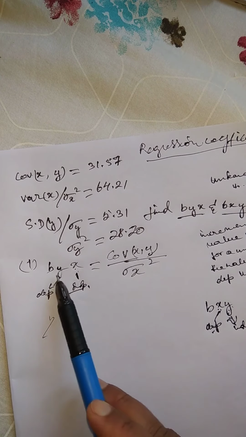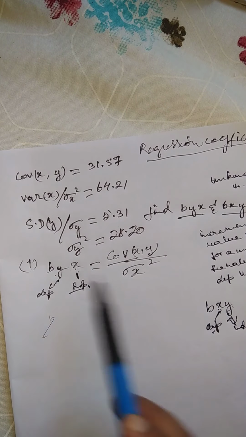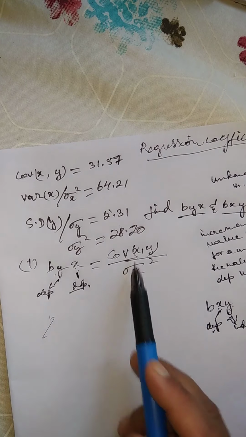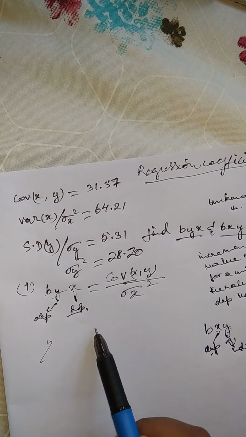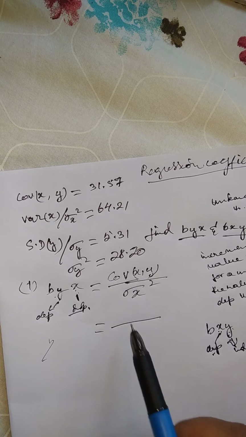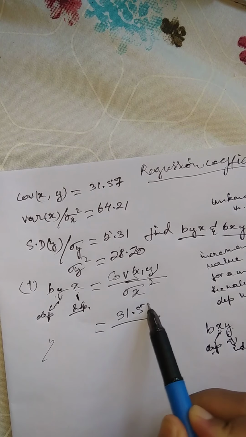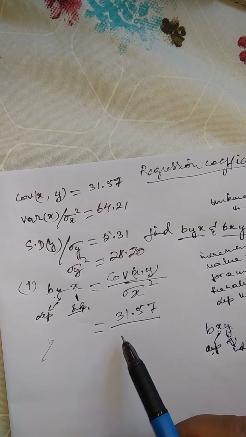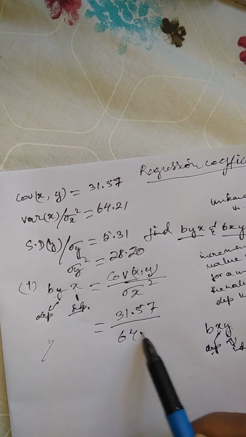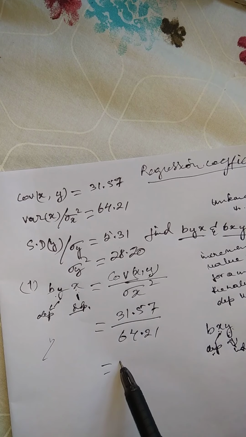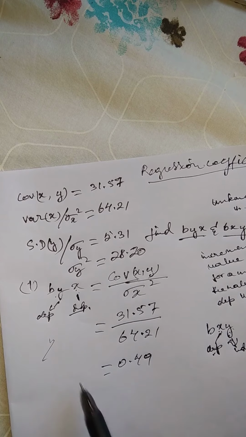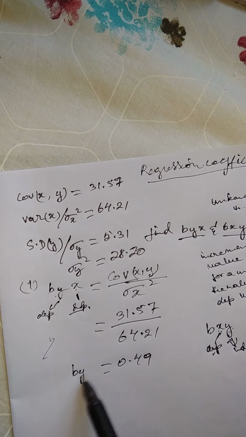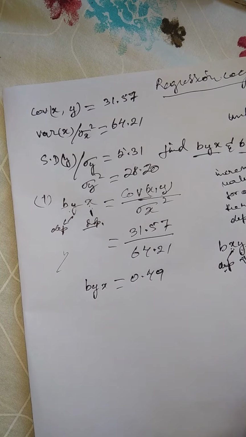So let us find the regression coefficient of y on x, which is equal to covariance xy by variance of x, which is equal to covariance 31.57, then variance of x is 64.21, which will give us 0.49. That means regression coefficient of y on x is 0.49.